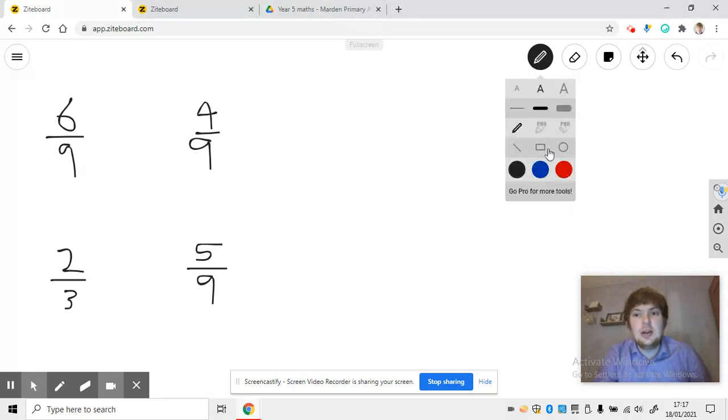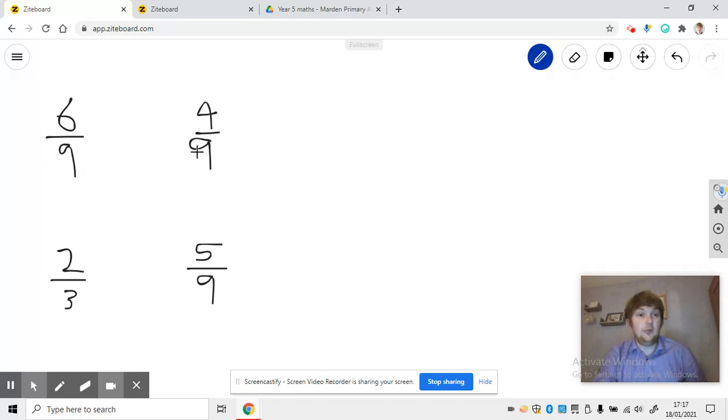Now, if we look at our first example here, we've got 6 9s and we've got 4 9s. So beautifully, we have a common denominator. We have both out of 9. So therefore, we consider, well, which is bigger, 6 9s or 4 9s? And instantly, we would know that would be 6 9s because the 6 is bigger than the 4. So therefore, we can compare using the inequality symbol and show that 6 9s is greater than 4 9s.